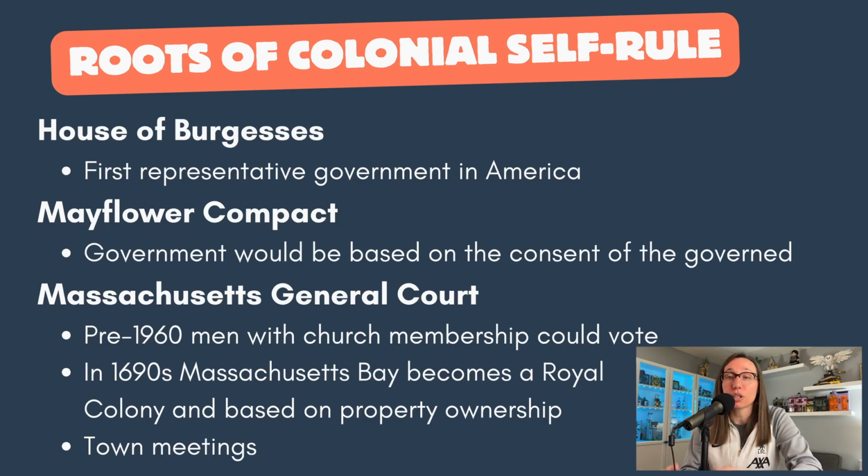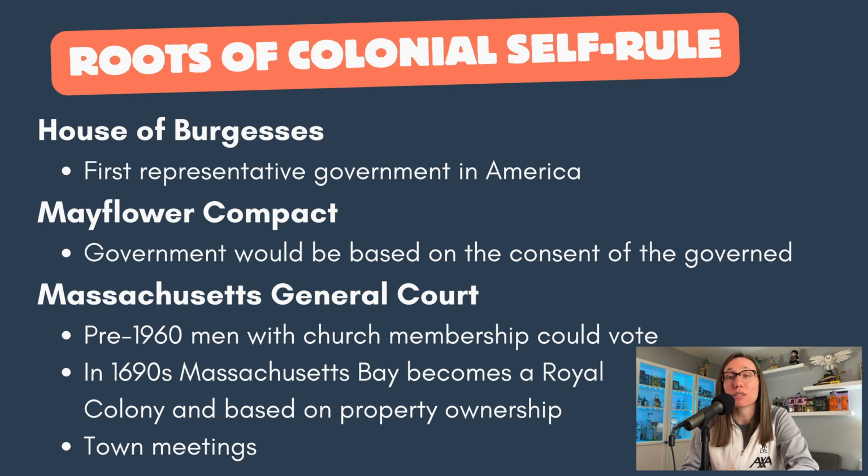So first, we have in Jamestown the House of Burgesses, and this was the first representative government set up in America, and it worked like a mini parliament or Congress. In Plymouth, when they arrived, they signed the Mayflower Compact, and it was basically a social contract between the men arriving at the time to work out colonial ideas together.